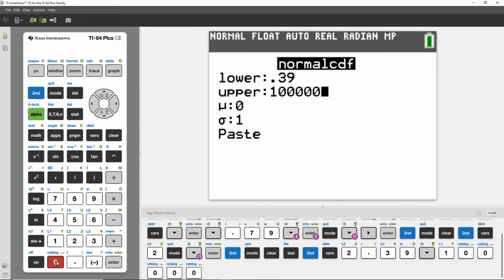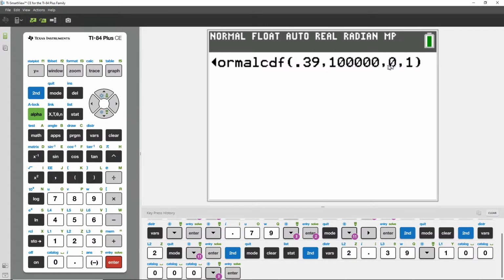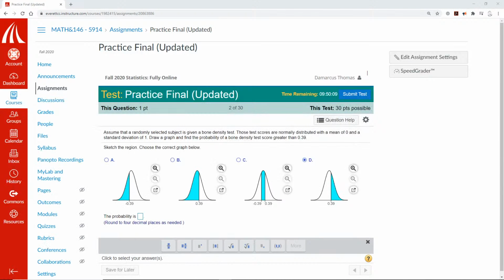I'll put in 100,000. We're dealing with a mean and deviation of 0 and 1. Hit enter, and there it is. It looks like we're getting 3482. Now, it was actually 3482.6, so I'm going to round it off to 3483.